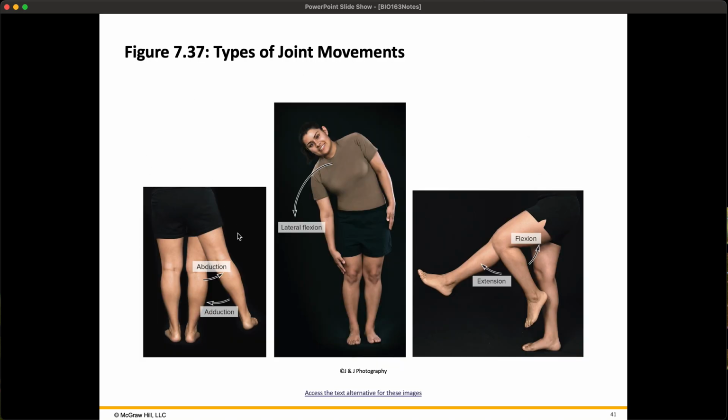Here you can see examples of all that. So you can do abduction, abduction at the hips where you take your leg out to the side, and then adduction where it gets brought back in. Here's some good lateral flexion, and then flexion and extension at the knee.